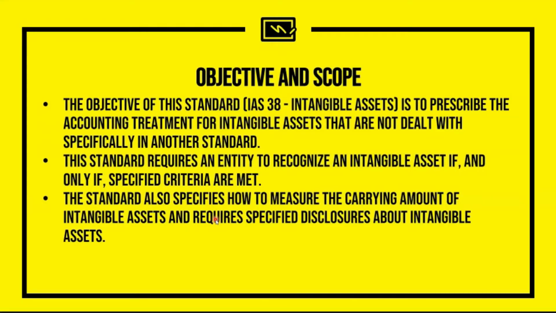So to start with, let us immediately start with the objective and the scope. So when you talk about the objective and the scope of the standard, which is basically IAS 38 intangible assets, the main goal is basically to account for intangible assets, to prescribe the accounting treatment for various intangible assets, which is covered by the standard.